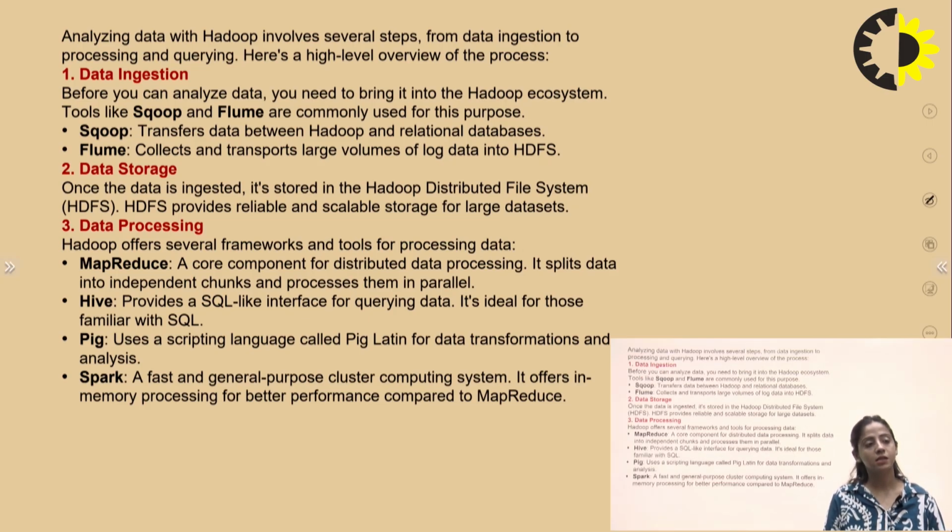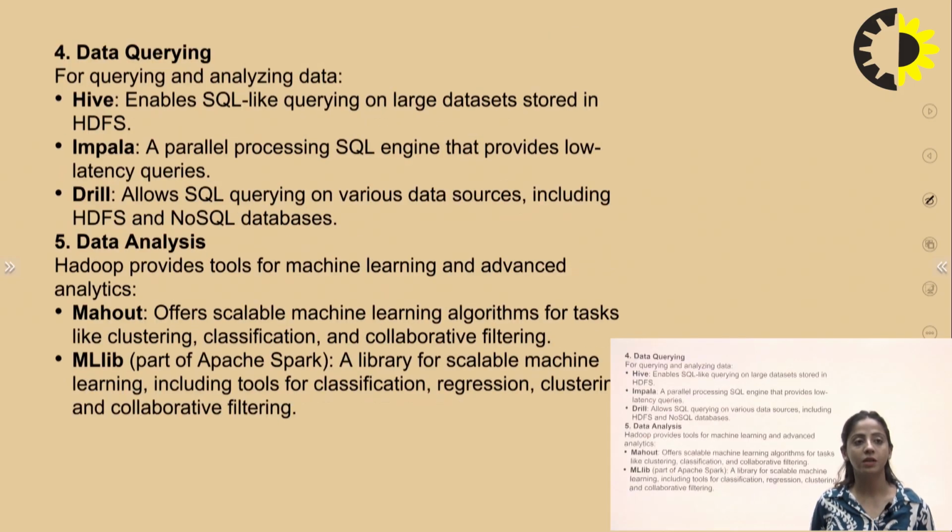Hive provides a SQL-like interface for querying data. It is ideal for those familiar with SQL. Pig uses a scripting language called Pig Latin for data transformations and analysis. Spark is a fast and general-purpose cluster computing system. It offers in-memory processing for better performance compared to MapReduce.